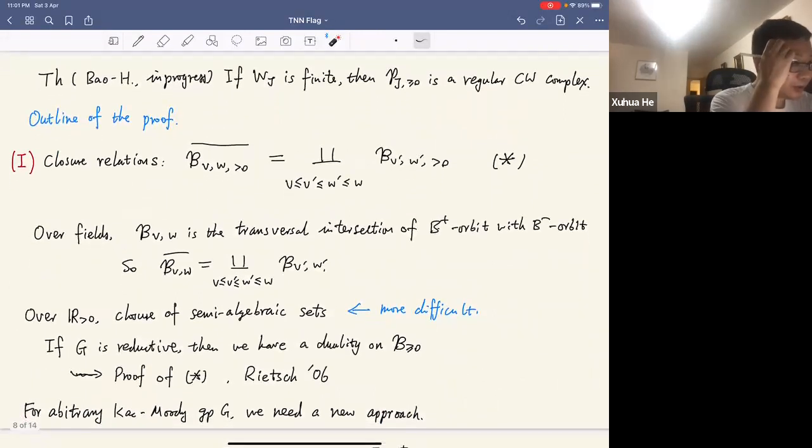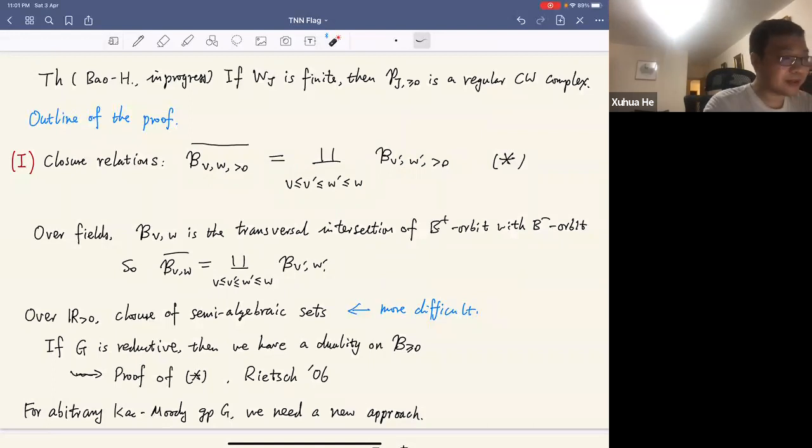And the closure relation: if you start with a cell indexed by V and W, take the totally non-negative part of it, and take its closure, then the closure relation is easy to describe. We just have another pair, V prime and W prime, and the condition is that V prime and W prime lie between V and W.